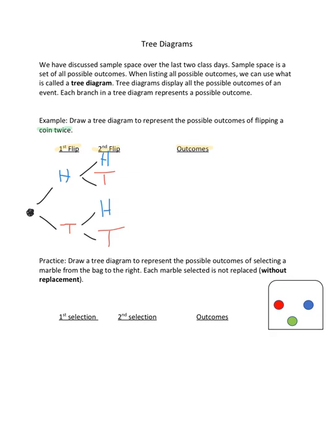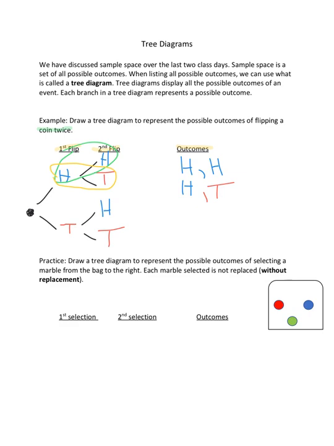Now, what are these possible outcomes? Well, our first possible outcome is we could land on heads and heads. I could flip the first time and land on heads, and I could flip the second time and land on heads again. What's another possible outcome? Well, I can land on heads the first time and tails the second time.